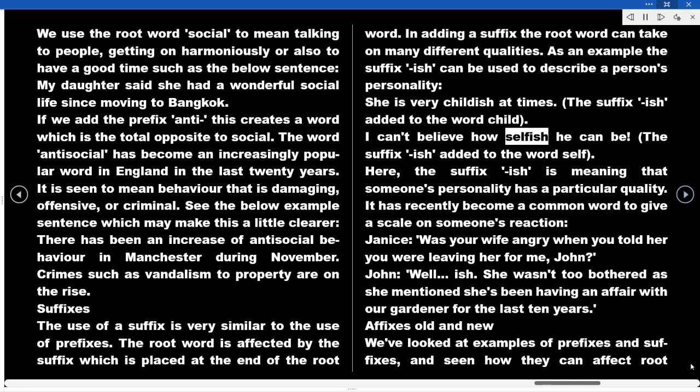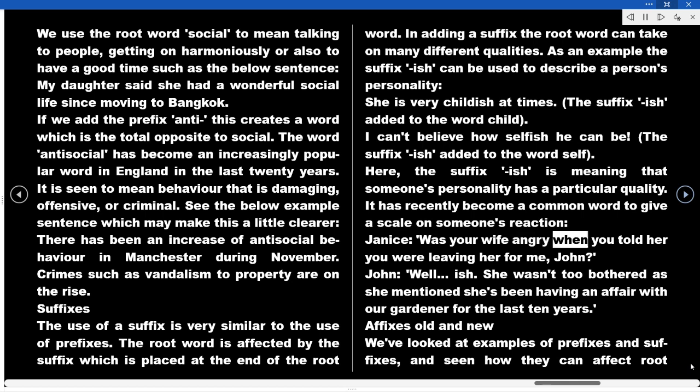I can't believe how selfish he can be. The suffix ish added to the word self. Here, the suffix ish is meaning that someone's personality has a particular quality. It has recently become a common word to give a scale on someone's reaction.